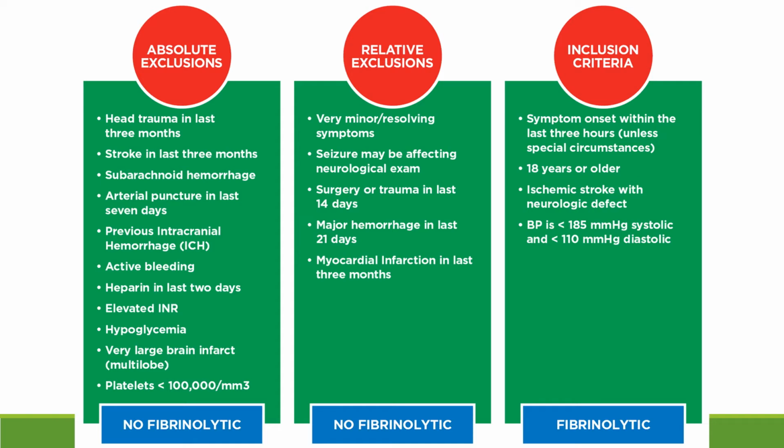They can't have a hemorrhagic. It has to be ischemic. And their blood pressure is less than 185 systolic and less than 110 diastolic. They have to have controlled blood pressure because out of control, really high blood pressure can increase the risk of intracranial hemorrhage. And then the absolute and relative exclusions, those are just, they've had surgery, they've had trauma, they've had something that might cause bleeding. So those are basically what those amount to.